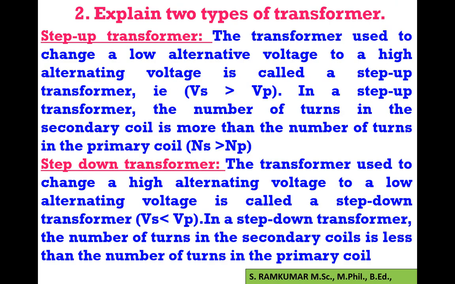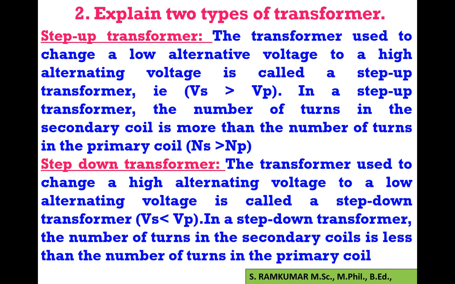Explanation. Step-up transformer. The transformer used to change a low alternating voltage to a high alternating voltage is called a step-up transformer, that is V of S greater than V of P. In a step-up transformer, the number of turns in the secondary coil is more than the number of turns in the primary coil, that is N of S greater than N of P.